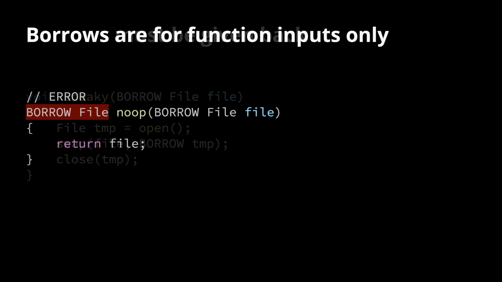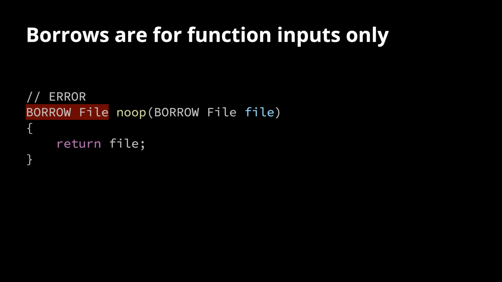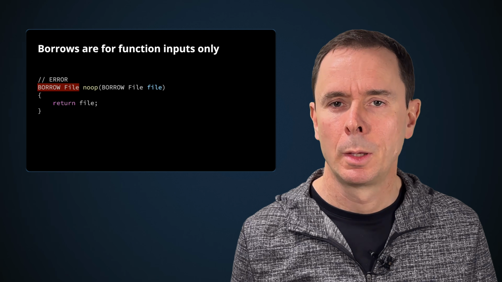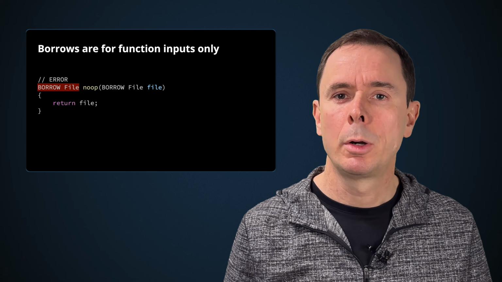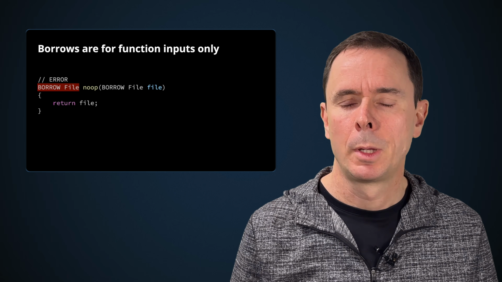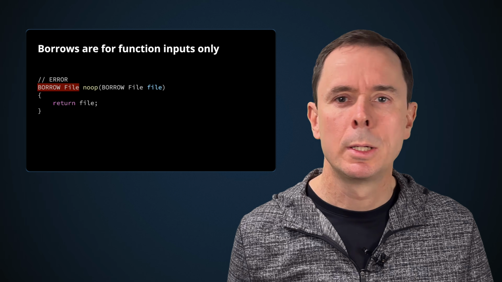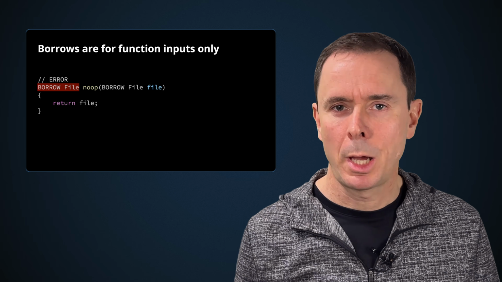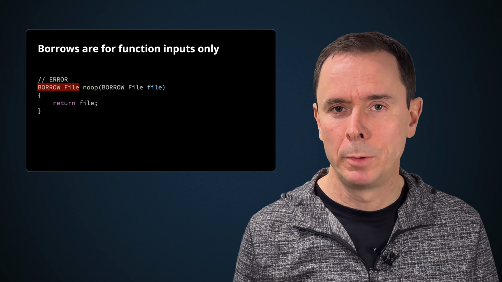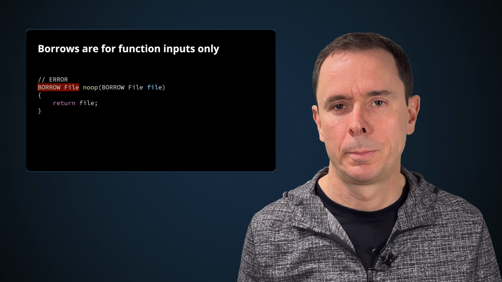Lastly, borrows are for function inputs only. We know what it means for a function parameter to be borrowed. The borrow begins when the function is called and ends when the function returns. We don't know what it would mean to return a borrowed file from the function. In other words, the borrow ends when the function returns. This means the borrow cannot escape from the function. It also can't be stored somewhere that continues to exist after the function returns. So just a little foreshadowing, this is a limitation we will revisit, but for now this is all we know.